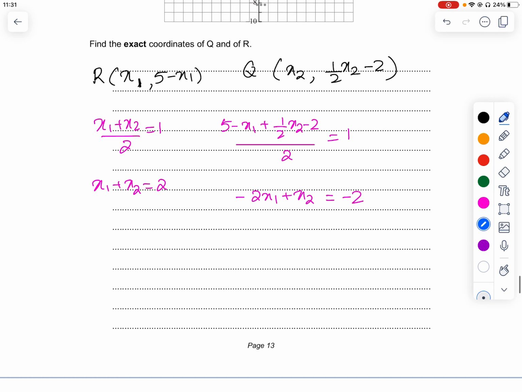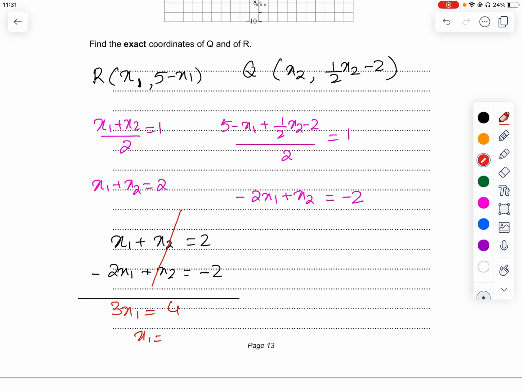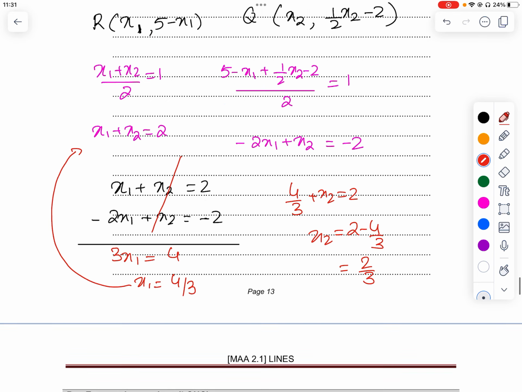Now what can I do? I can solve these two equations, subtract these two equations. x1 plus x2 equals 2. Negative 2x1 plus x2 equals negative 2. Subtract these both. x2 gets cancelled. 3x1 equals 4. So x1 equals 4 upon 3. Plug in x1 equals 4 upon 3 over here. 4 upon 3 plus x2 equals 2. So x2 equals 2 minus 4 upon 3. So that is 2 upon 3. So I got x1 and x2.